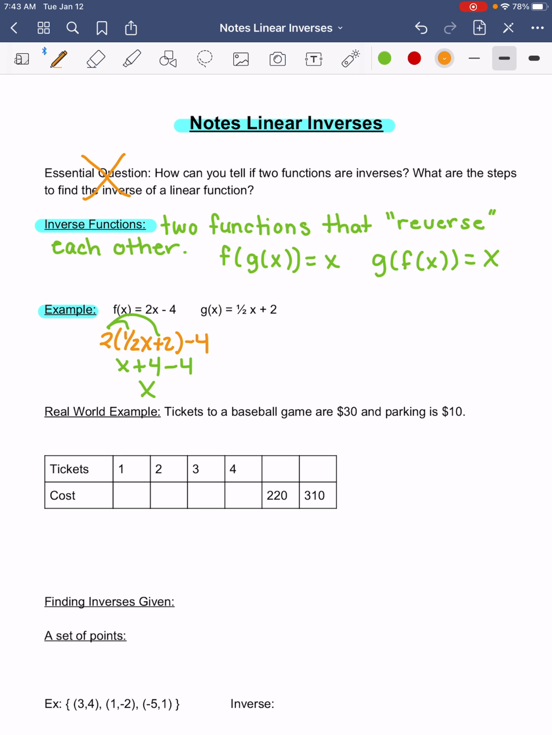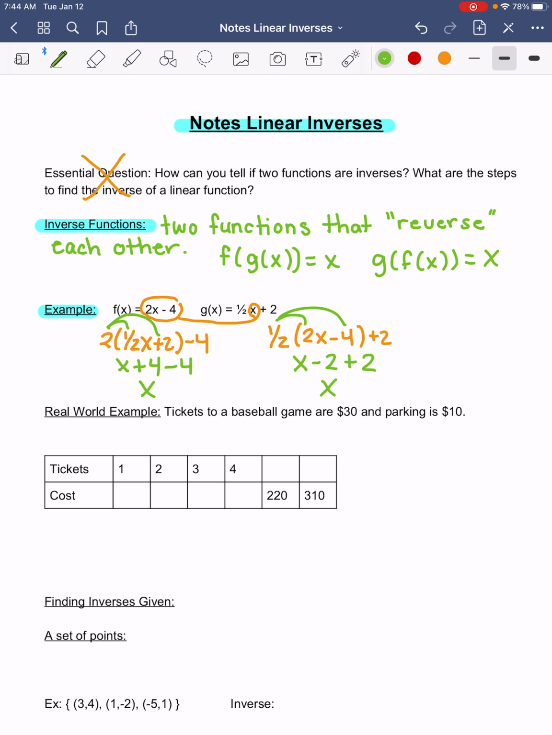Then I'm going to do the same thing where I'm going to take my function f of x and plug it into g of x. So this is my whole function f of x, and I'm going to plug it in for the x in g of x. So 1/2, instead of x, I put 2x minus 4, and then I still have that plus 2 at the end. And then if I distribute and simplify, I'm going to be left with just x, because these functions are inverses. So 1/2 of 2x is just x, 1/2 of -4 is -2, add 2, and we're just left with x. So they are inverses of each other.